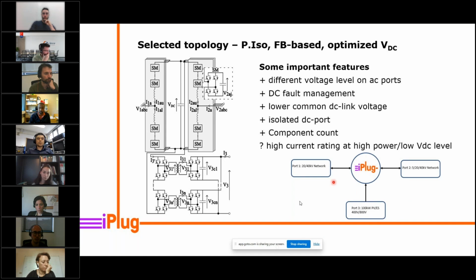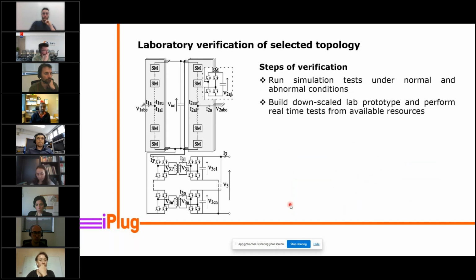So we have this one, and what we did was to evaluate the performance of this topology. And the first thing we did was to implement this one in simulation, and we made a lot of tests. Then we checked that it works, which we will provide in a deliverable. But the main part, which is coming from Chalmers, is to build a downscaled version of this one in an actual lab and to make some tests.